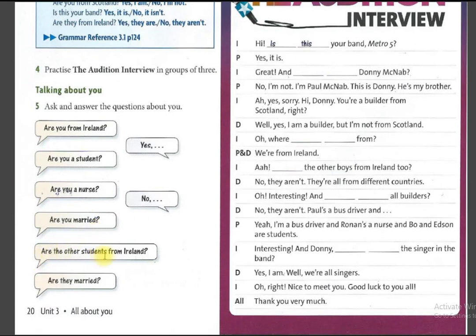Are the other students from Ireland? You would say either yes or no, according to the first question. Are they married? You would say yes or no, depending on the answer you have in mind.